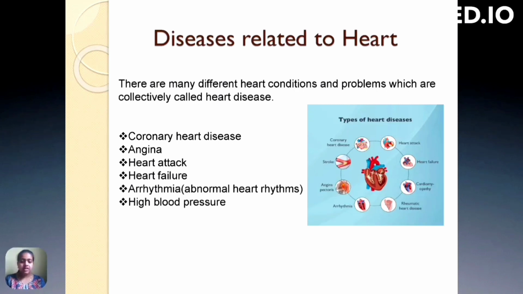Heart attack. A heart attack occurs when the flow of blood to the heart is severely reduced or blocked. Heart failure. It occurs when the heart muscle doesn't pump blood as well as it should. Arrhythmia. It is a problem with the rate or rhythm of your heartbeat. High blood pressure. A condition in which the force of the blood against the artery walls is too high.